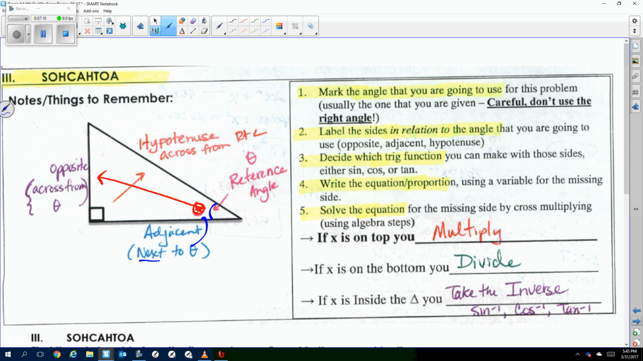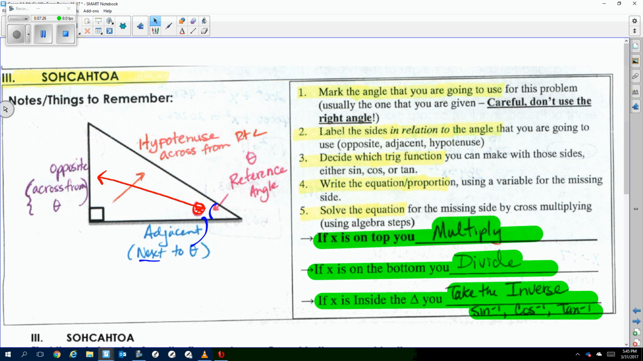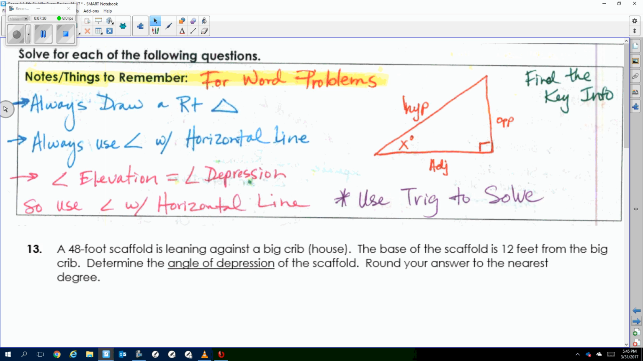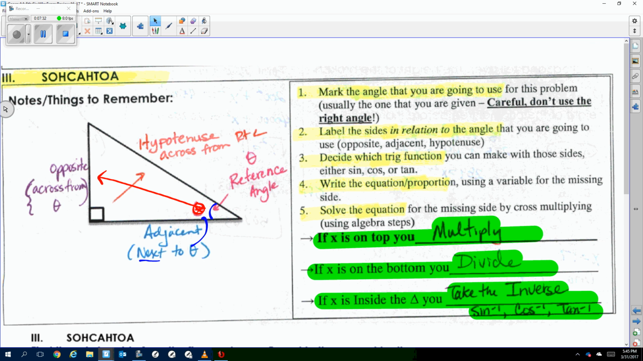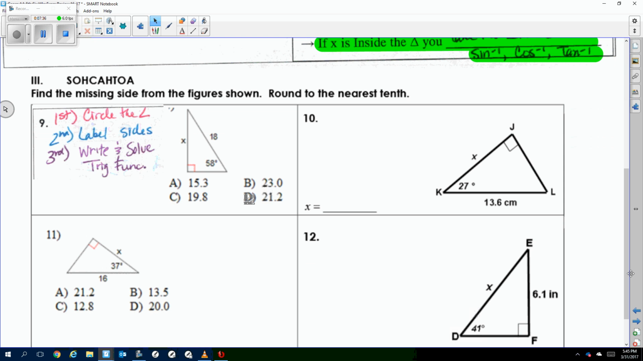Now this is important. Knowing what to do when we see our x. If x is on top, we multiply. If x is on the bottom, you divide. If x is inside the triangle, you take the inverse. And that's when we have those sine negative ones, like y'all like to say. All right, so I went ahead and put down these steps for this section right here.